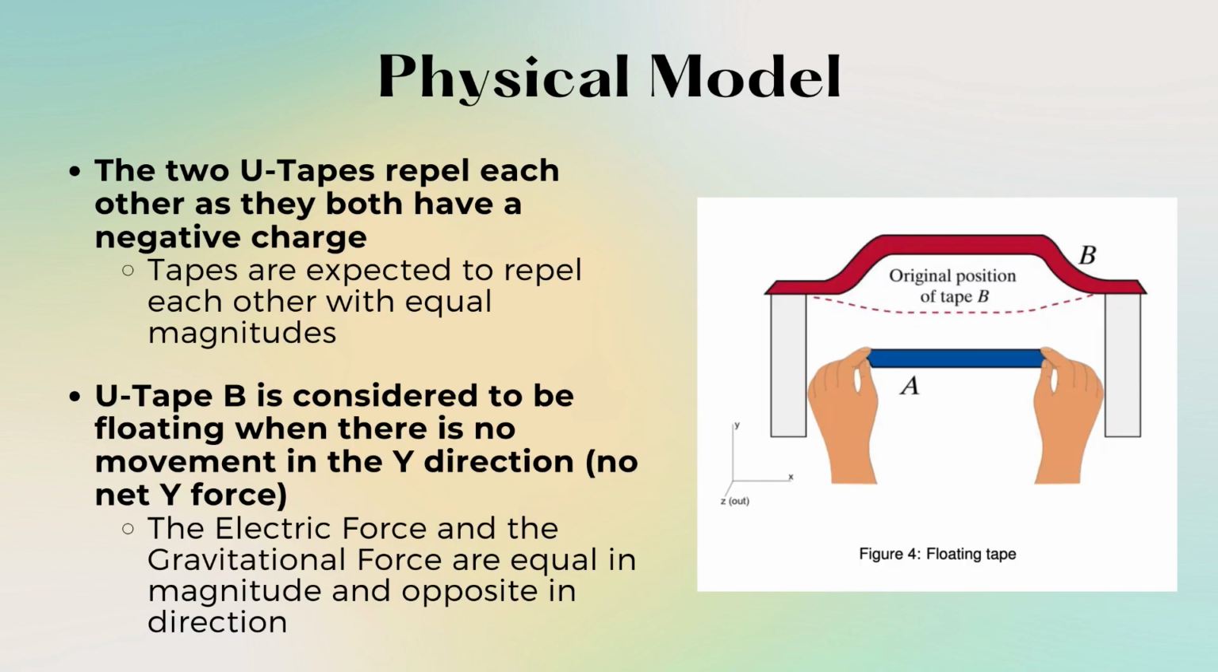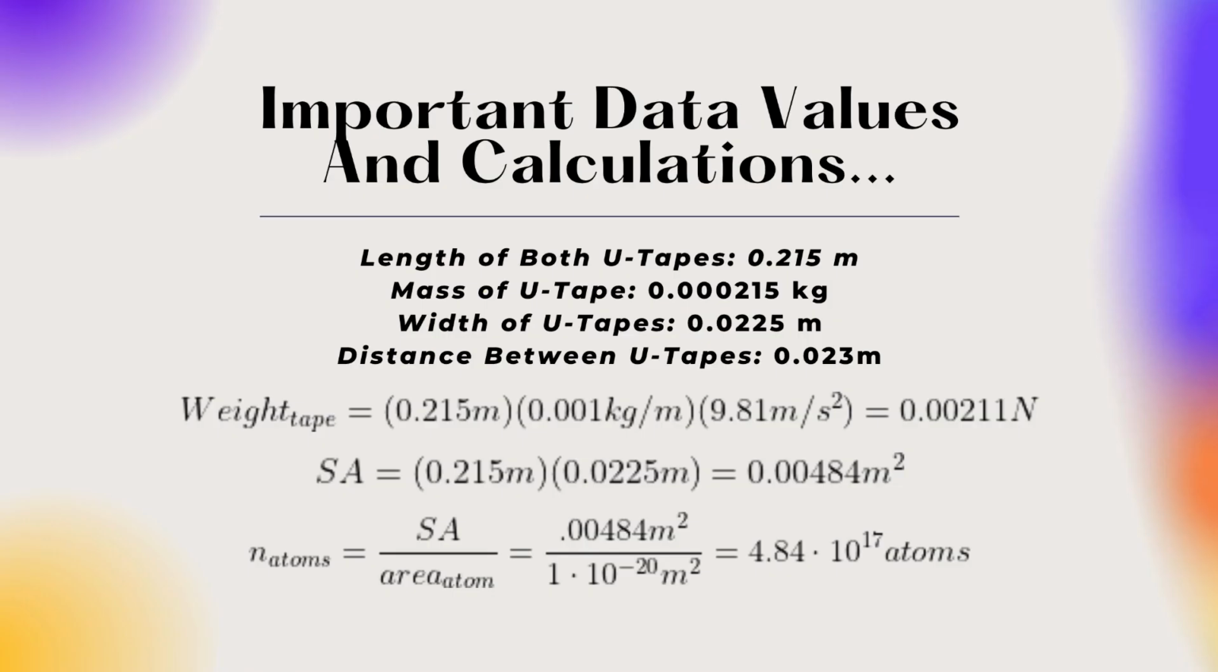Here is a visual of the physical model used in this experiment. The two U-tapes repel each other as they both have the same negative charge. In this way, the tapes are expected to repel each other with equal magnitudes. Note that U-tape B is considered to be floating when there is no movement in the y direction, or no net y force. In other words, the electric force and the gravitational force are equal in magnitude and opposite in direction.